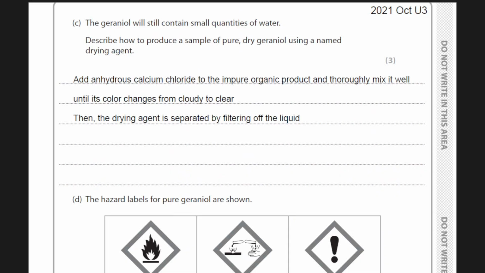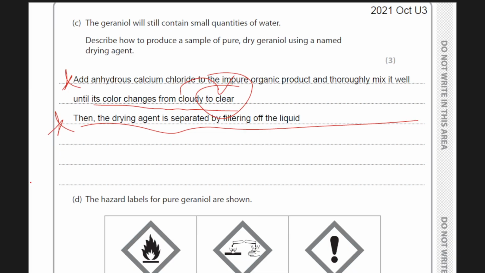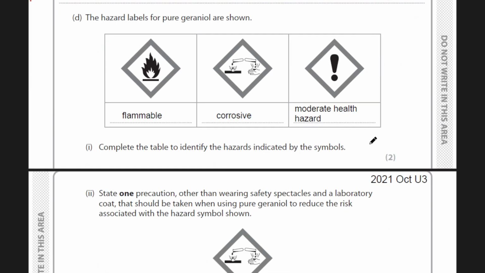Geraniol will still contain small quantities of water. So describe how to produce a sample of pure dry geraniol using a named drying agent. We can use calcium chloride, or any suitable drying agent, and then, after the drying agent performs its role, how will you know? When the organic layer changes from cloudy to clear, confirming all the water has been absorbed, you can then separate the drying agent by filtering off the liquid or discarding it.